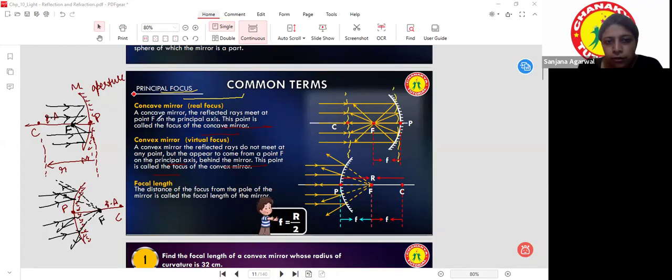Now read here. Concave mirror, the reflected rays meet at a point F on the principal axis. This point is called focus of concave mirror. Why it is known as the real focus, children? Because light rays are actually meeting here. I missed to draw the arrow. These light rays are actually meeting on the same side of reflecting surface. That's why. Now, why is the focus point of convex mirror virtual?